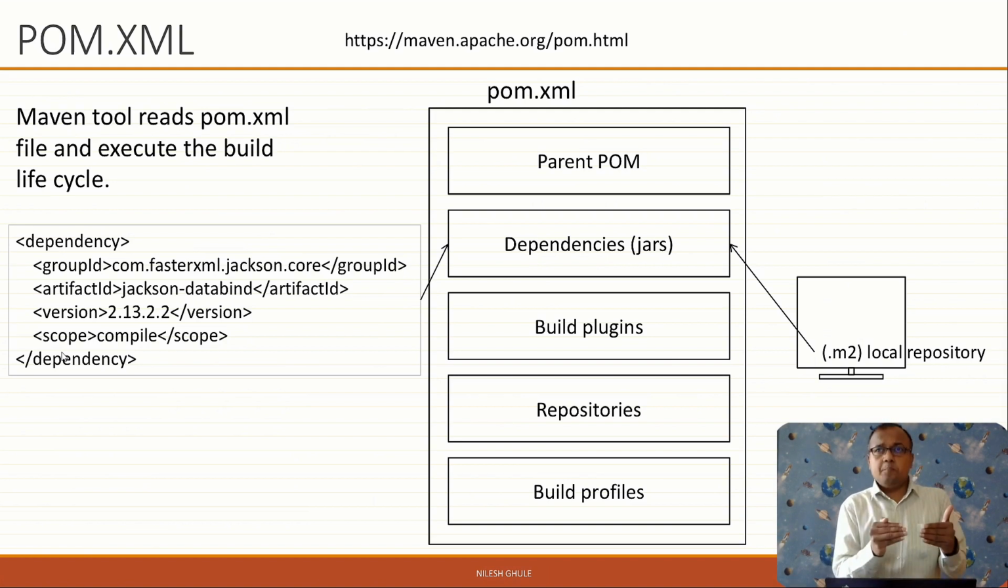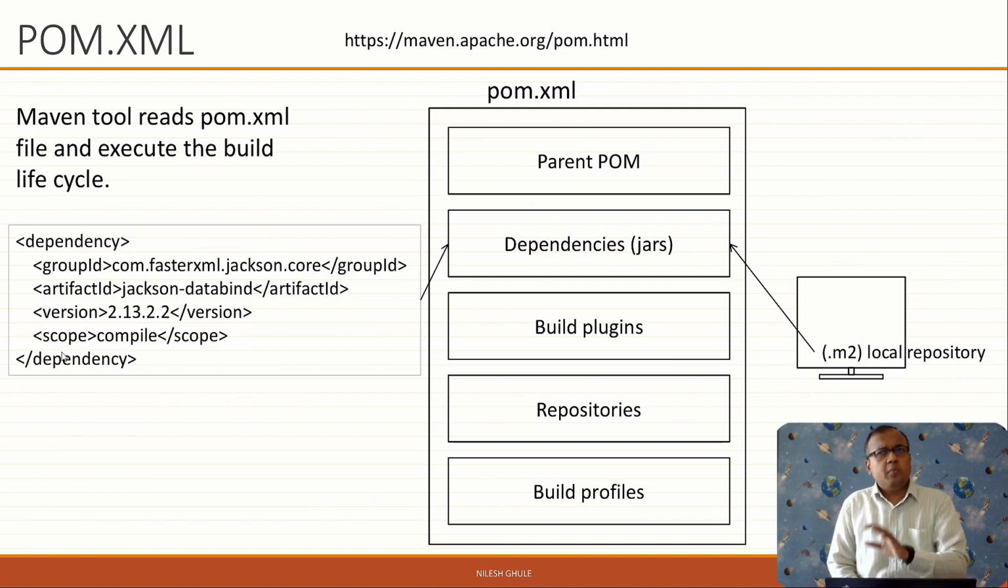Apart from compile and provided, there is another one, let's say test scope. Test scope covers all those libraries, those jars, which you need only during execution of the unit test cases of your project. A most common example would be the JUnit jar. You do not need the JUnit jar for the final execution, but you need it only during execution of the unit test cases. Apart from that, there is one more scope, we call it the system scope.